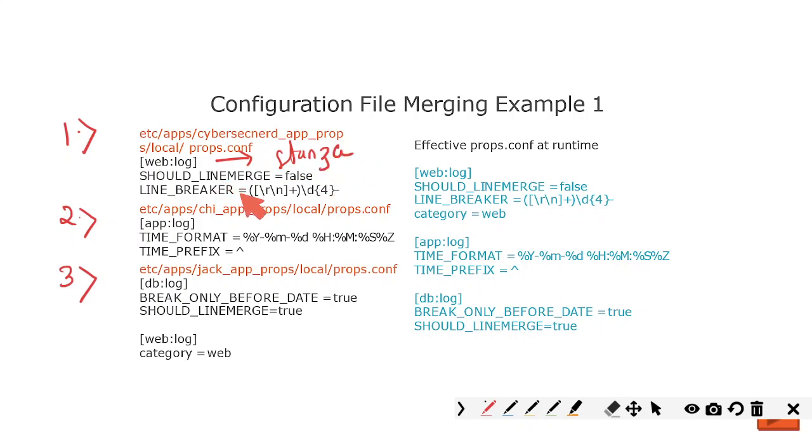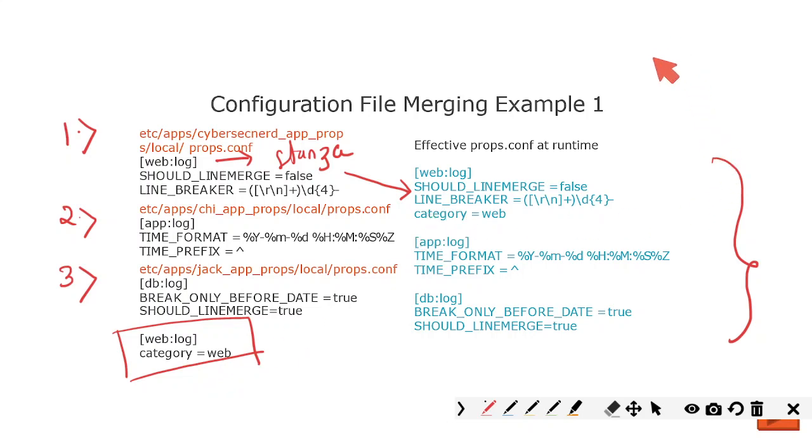And these are nothing but the attributes. Now the props.conf file, all the configurations are getting merged in this particular file, which you have seen on the right hand side. The first two lines are coming from this particular stanza. The third line is coming from this stanza db.log. The third line is coming from web.log, category is equal to web.